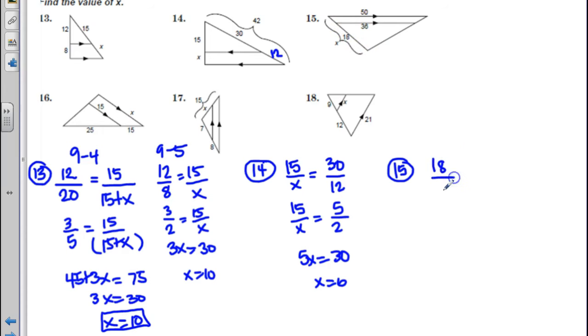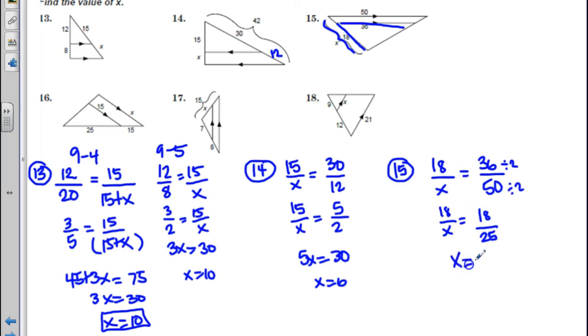So 18 over x, so little side to big side equals little side 36 over big side 50. All right, so I think we can reduce this as well, maybe by 2 on both of them just to make it a little bit easier on us. So 18 over x equals 18 over 25. Okay, now let's be smart about this. If the tops are both 18, then the bottoms both have to be 25. So x is 25. Nice job.